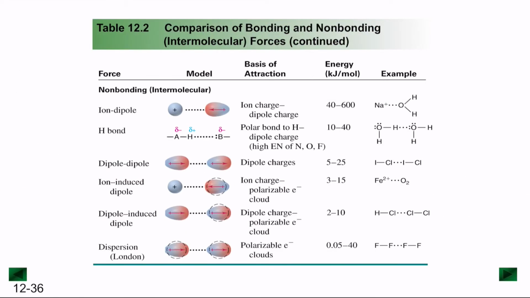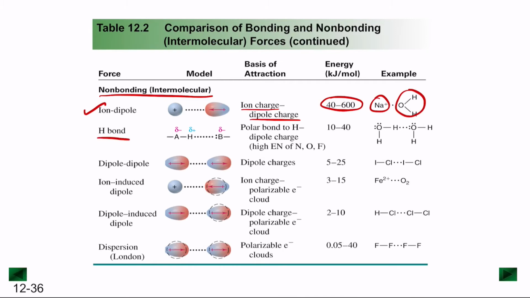Now let's compare non-bonding forces. There are six types. The first one is ion-dipole, where the attraction is between an ion charge and a dipole charge. They range around 40 to 600 kilojoules per mole. These are generally between ions and polar molecules.